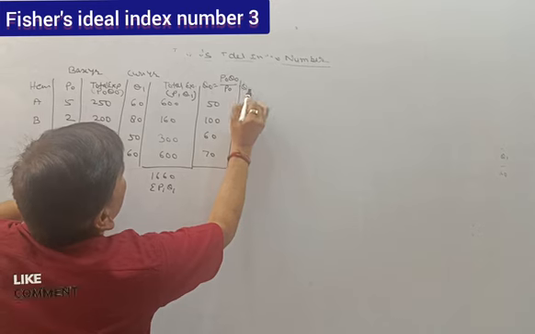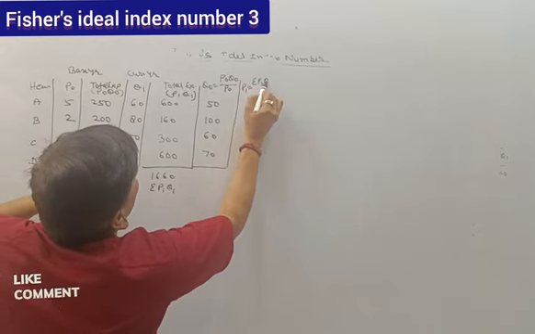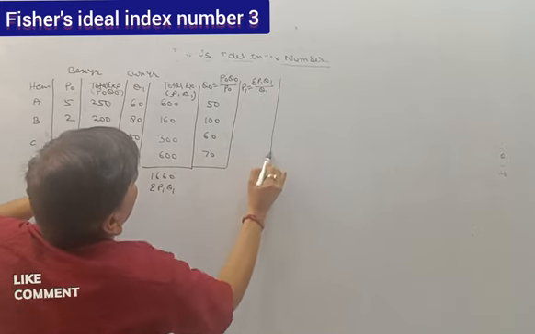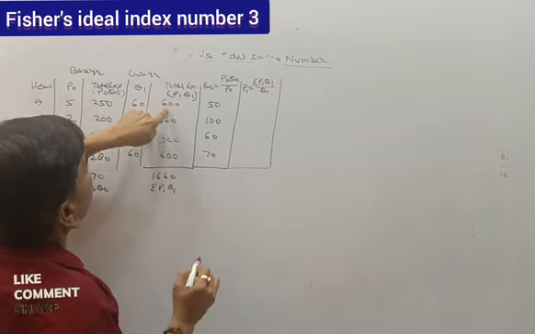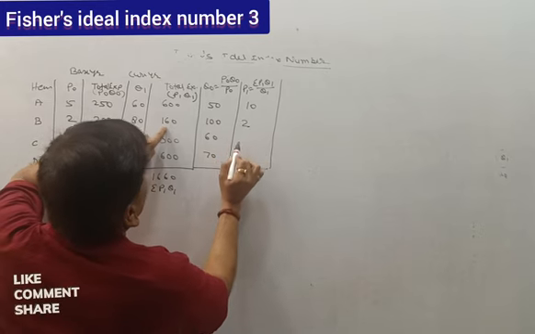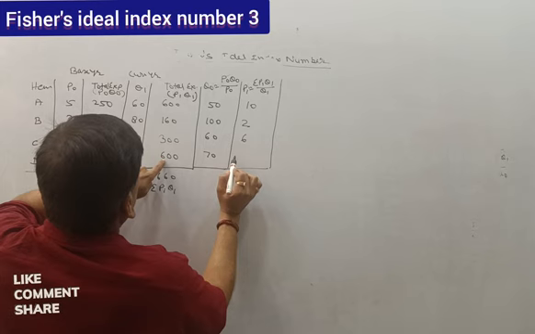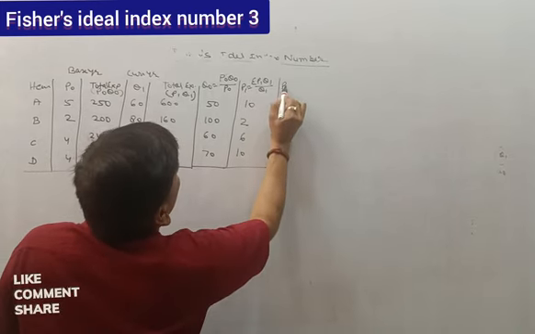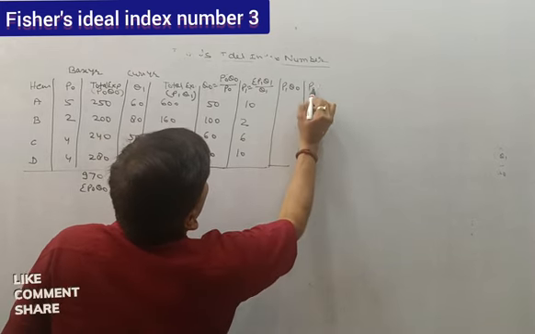Next, Q1 is already given, so P1 is P1 Q1 divided by Q1. Here Q1 and P1 Q1 are given. So 600 divided by 60 is 10, 160 divided by 80 is 2, 300 divided by 50 is 6, and 600 divided by 60 is 10. Now we want P1 Q0 and P0 Q1.